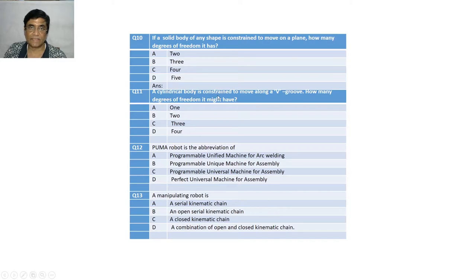Similarly, these are the exercise problems, very simple, at least for mechanical engineers. A cylindrical object is constrained to move along a V-groove. So how many degrees of freedom might it have? So you have a V-groove now, and a cylindrical object is there, like a pen. Being constrained to be on the V-groove, it can only translate along its axis, and it can rotate about its axis. All other motion will violate that, and it will no more be on the V-groove. So it will have 2 degrees of freedom. Okay, this is the correct answer.